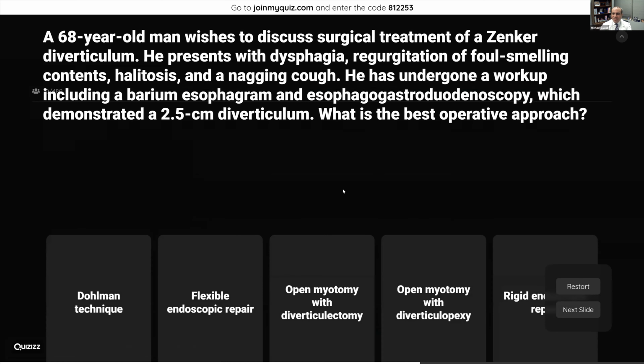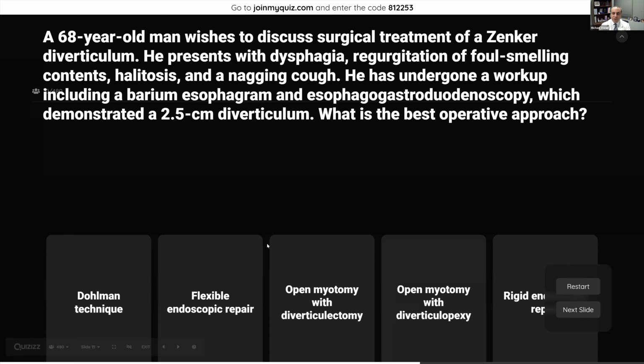All right, the correct answer is open myotomy with diverticulopexy. So let's discuss this one. This patient has a diverticulum that is smaller than 3 centimeters in size, which makes an open approach an ideal approach. Patients with diverticula smaller than 3 centimeters are at risk for an incomplete myotomy with endoscopic approaches such as the Dolman technique, which involves a diverticulectomy and a myotomy performed via rigid endoscopy.